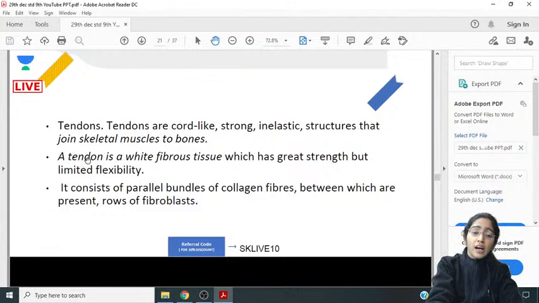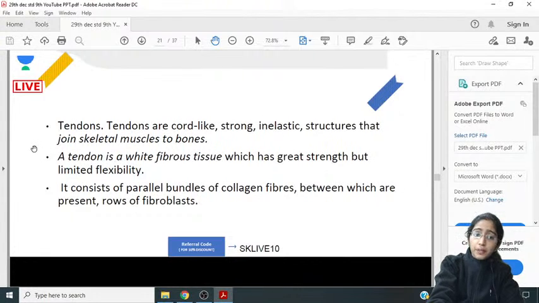Next, a tendon is a white fibrous tissue which has great strength but limited flexibility. Why limited flexibility? Because basically collagen fibers are there. It consists of collagen fiber, and the presence of the collagen fiber is the one that is providing it the inelastic property.